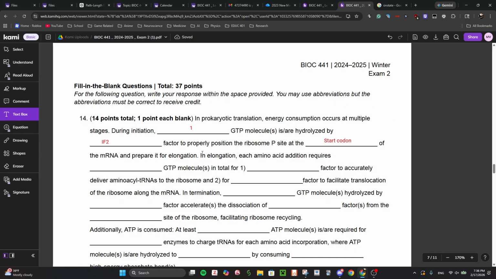In elongation, each amino acid requires how many GTPs? 2. Good job, guys. In total, in case you didn't know, it literally gives you step 1 and step 2. For one, which one actually delivers the aminoacyl tRNAs? EF-Tu. I genuinely think you guys have done these enough that you probably have them memorized. If you don't, it's fine, just put it on your note card. I remember when I took this class, I had hammered these so many times that I was sick of it and just had it memorized. So EF-Tu. For translocation, it's EF-G.